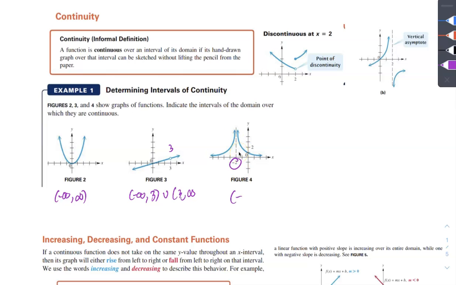So I could go from -infinity to -2. Anytime you put two intervals together, we use a little union symbol, and we go from -2 to infinity. So that's where it's continuous. It's not continuous here at 3, it's not continuous here at -2, but everywhere else. Another way to write that is just saying where x does not equal 3, and where x does not equal -2. That's probably an easier way of saying it.